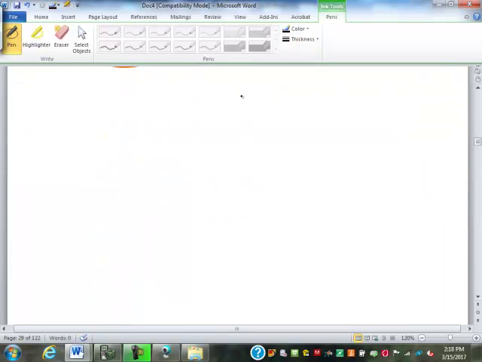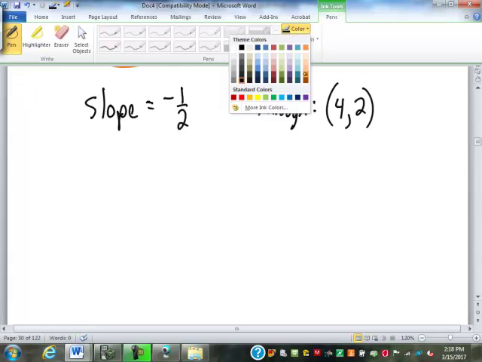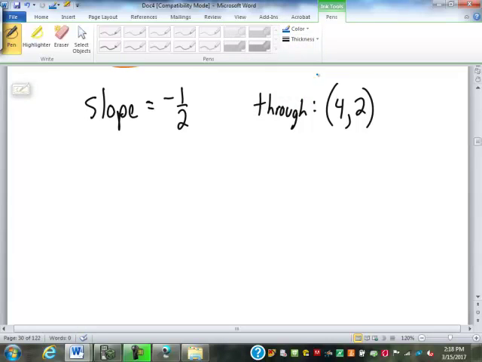Let's try another one like that. Let's say our slope is, let's do a -1/2. And the line goes through the point (4, 2). So to start out my equation, it's going to be y equals what's going to become first here?